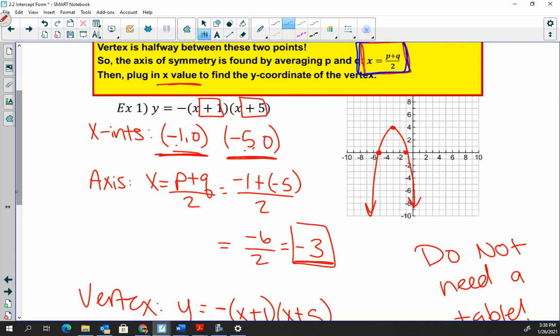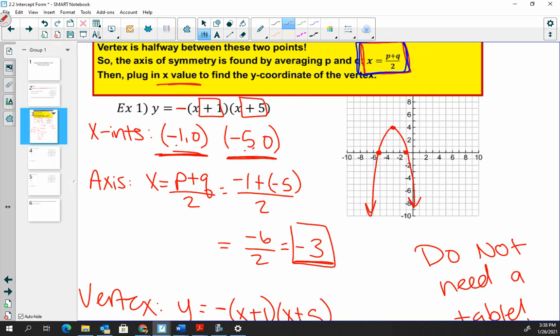And this also makes sense that it's going upside down. It's opening down because I have a negative sign in front of it. That tells me that my graph should be opening down because it's a sad parabola. All right? Let's do two more examples here, and that'll do it for this video.